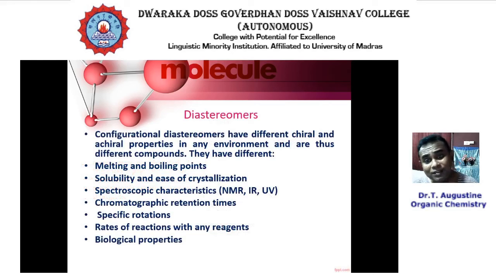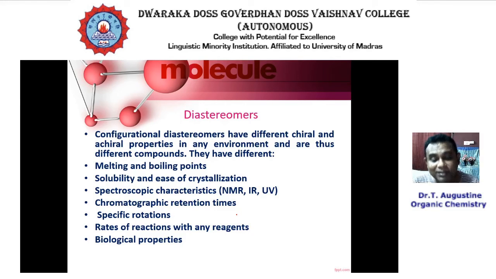Now what are the different physical parameters that one can ensure for a diastereomer? Configurational diastereomers have different chiral and achiral properties in any environment, as they are different compounds. They have different melting and boiling points. They have different solubility and ease of crystallization. Their spectroscopic characteristics in NMR, IR and UV will be totally different, and their chromatographic retention times will be different.